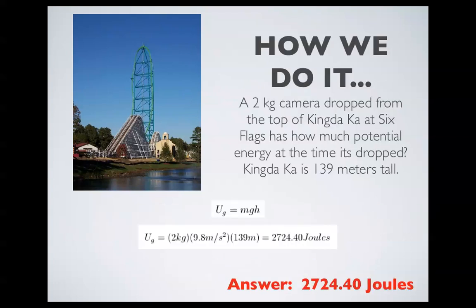So just to give you an idea of the work that you should have just done, potential energy is capital U with the lowercase g as a subscript, and is equal to mass times gravity times height. Okay, so you'd see we have a 2-kilogram camera, 139 meters off the ground. You should get an answer of 2,724.4 joules.